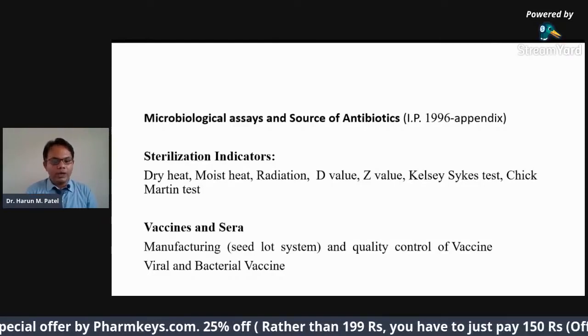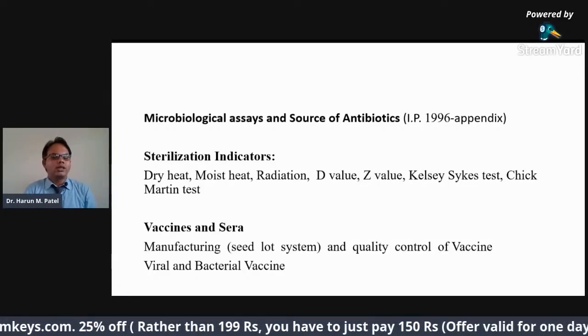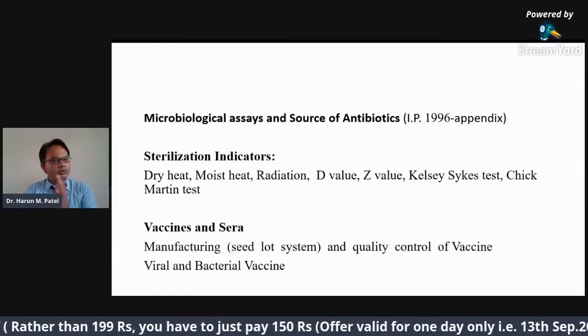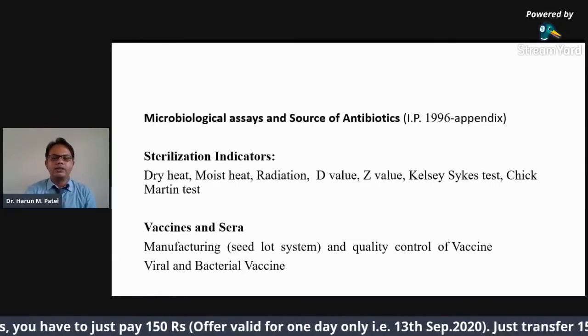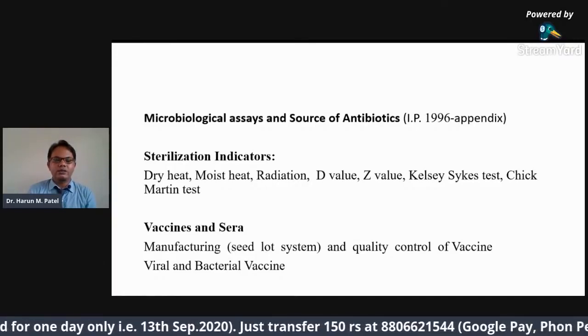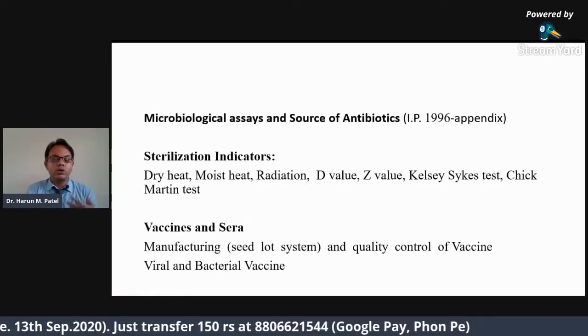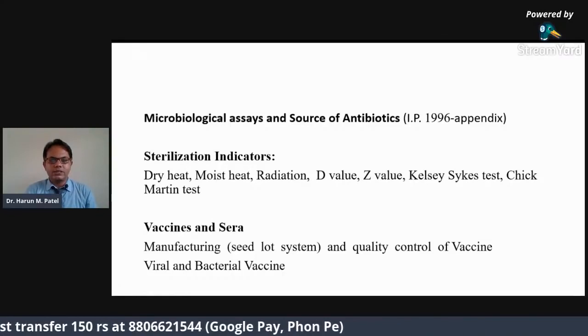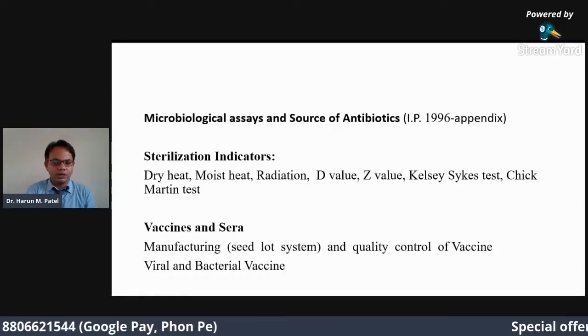And these are some values which I have mentioned here, that is D value, Z value. Apart from that, other parameters are also there. And these are some tests which we can use to evaluate the sterilization, to check the quality of sterilization. That is Kelsey Sykes test and Chick-Martin test.